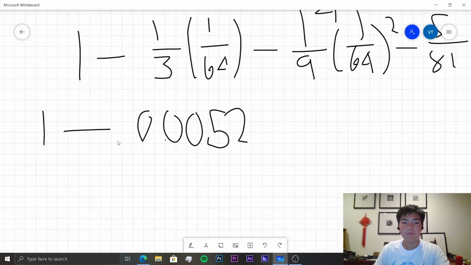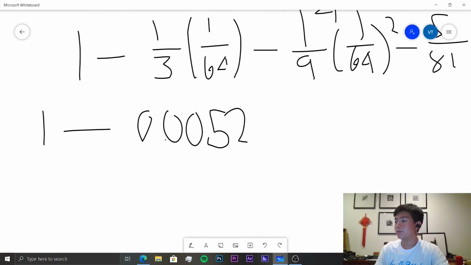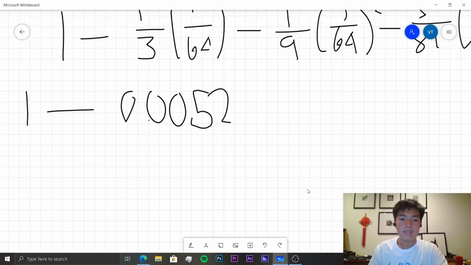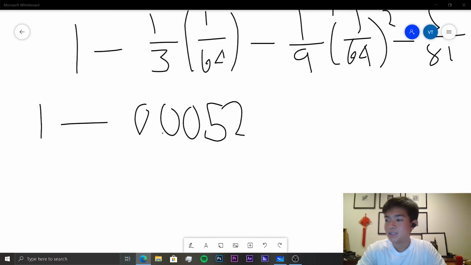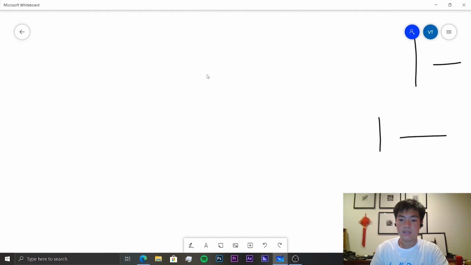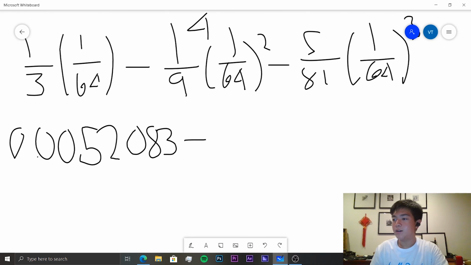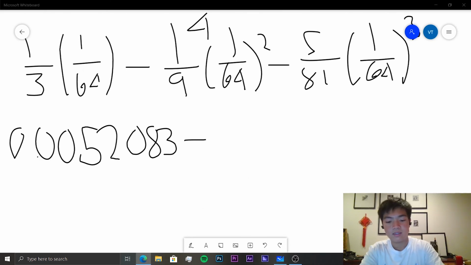So once again, 1/3 times 1 over 64 is 0.0052. Oh, wait, 6 decimal places. So that would be 0.005208 3. Minus 1 over 9 over 64 squared, which is a small number.